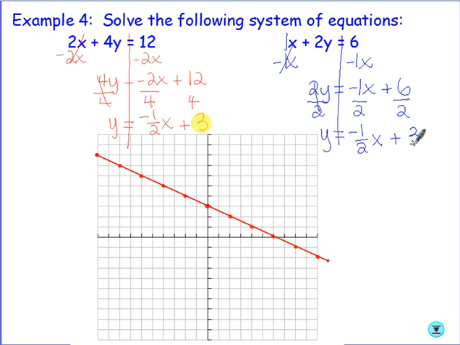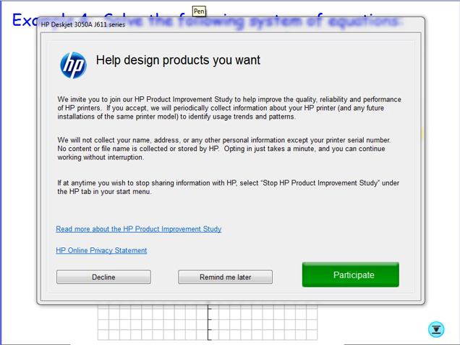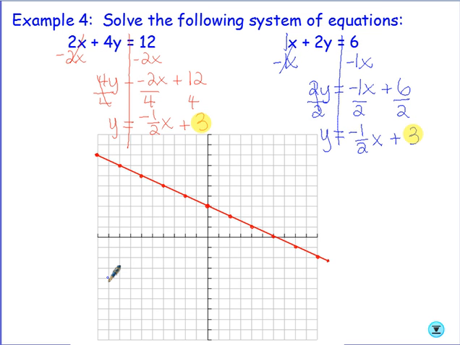Now, if you happen to notice, we're starting again at 3. Sorry for that, guys. So we are starting again at 3. So I'm going to go up 3. I'm then going to go down 1 and right 2. Well, look at what happens. We are falling on top of our line that we just drew.